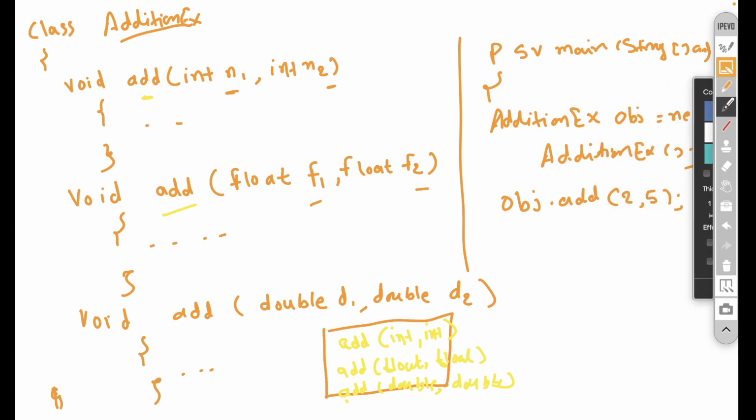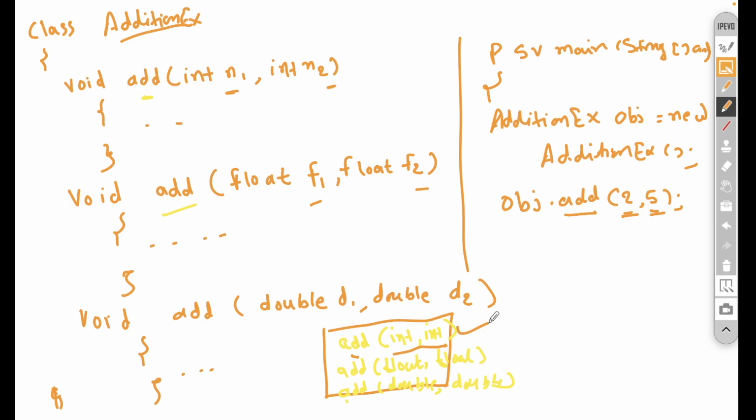Now whenever you write object.add(2, 5), the compiler will get to know that it is trying to call the add method of type integer and integer. Immediately it will go to the stack area and check whether we have any method with the name add and integer parameters. It will find this method, so it will call the method having int as a parameter.